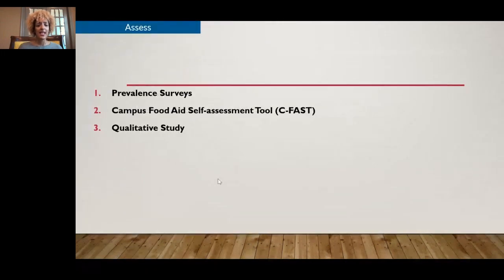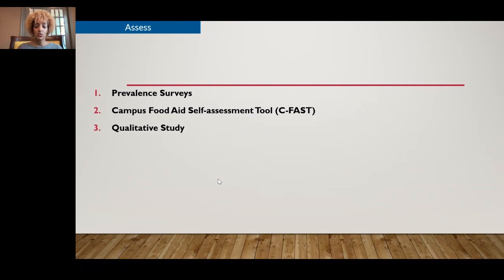So, moving from engage to assess. Step 2 is assess, and we assess in a few ways. First, in prevalence surveys. These prevalence surveys were distributed on all of our campuses, and we learned a lot about what the prevalence is on different campuses, how it looks similar to the national average and how it's different. We also developed a campus food aid self-assessment tool, which we call CFAST, and that helps to look at the resources available on the campus, and it's a tool that's validated.